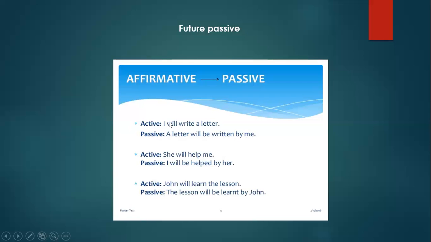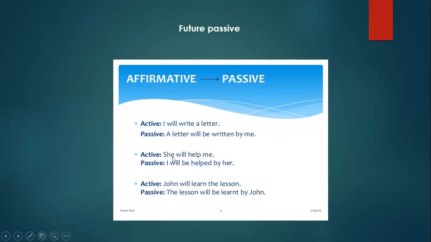A letter, we put will, and we put be, and we change the form of the verb from verb 1 to verb 3. So will write becomes will be written. Then we add by plus the subject, but the last step is not necessary.